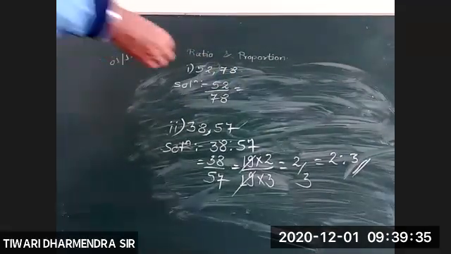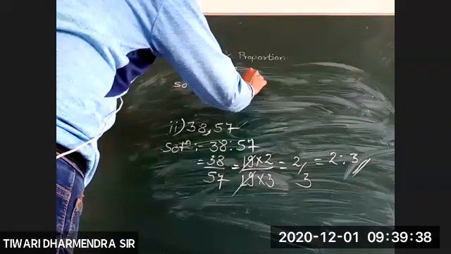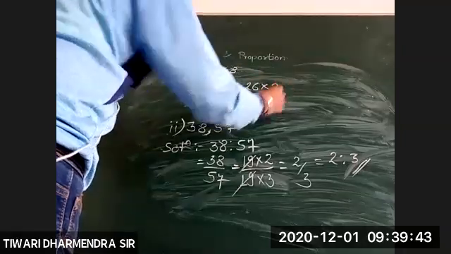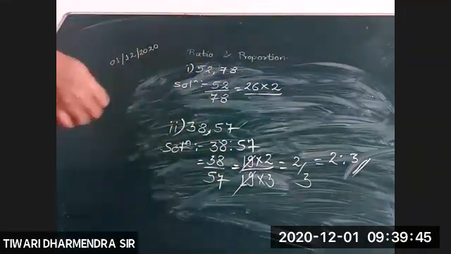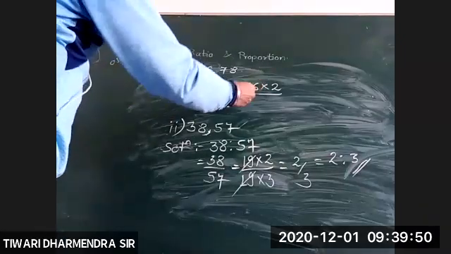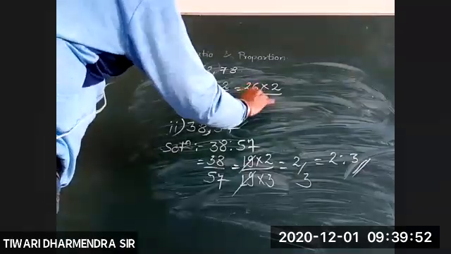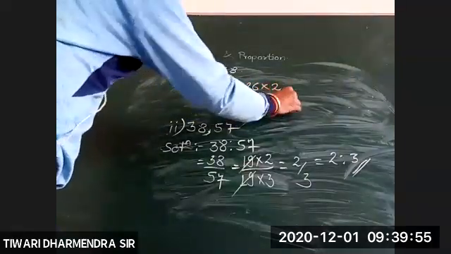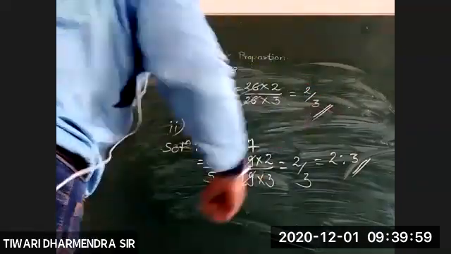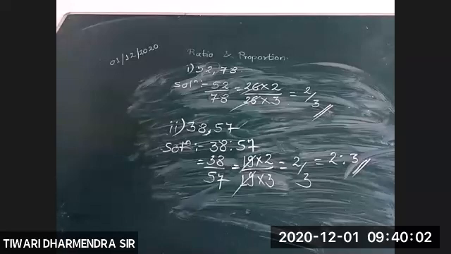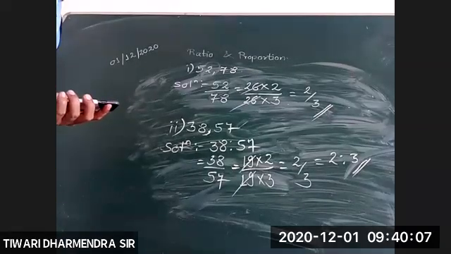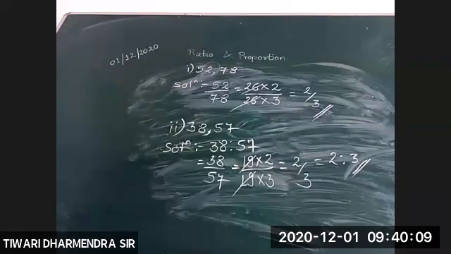So, what will we be taking? 26, 26 twos are 52. Being a student of 9th standard, you should know tables till 30. So this is 26 twos are 52, 26 threes are 78. 26 gets cancelled. What remains? 2 by 3. So we have completed question number 1.